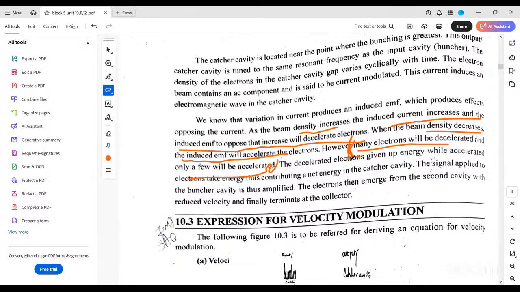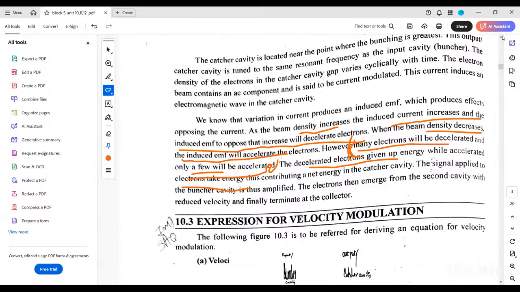See here, what point is given? However, many electrons are deaccelerated and only a few are accelerated. The deaccelerated electrons give up energy while the accelerated electrons take the energy. Thus, it contributes overall: the velocity of the electrons is modulated.